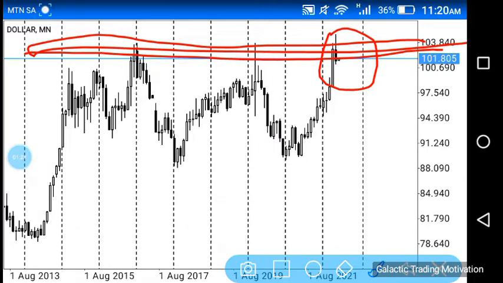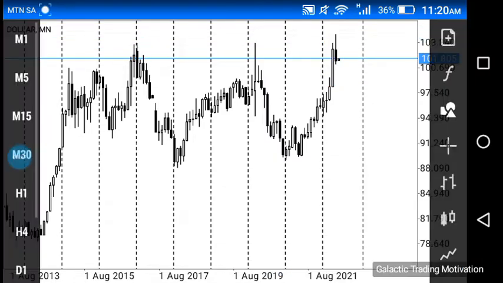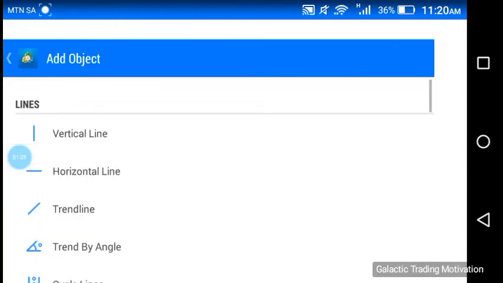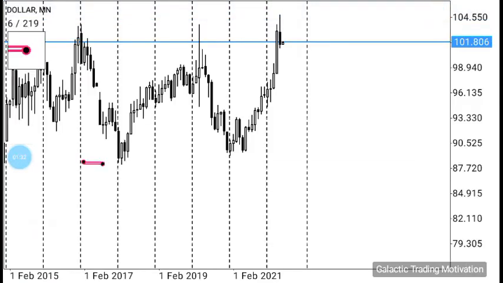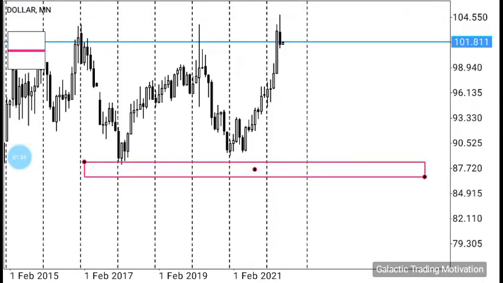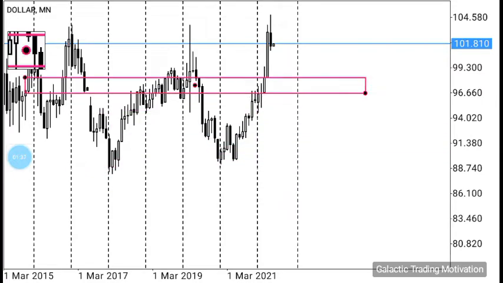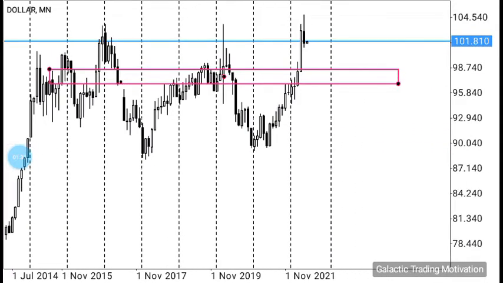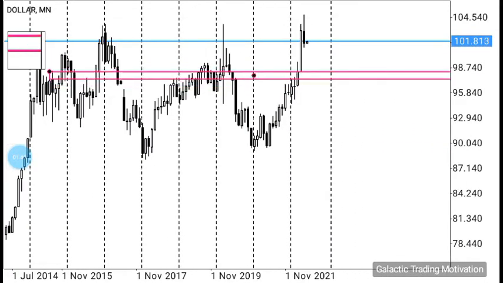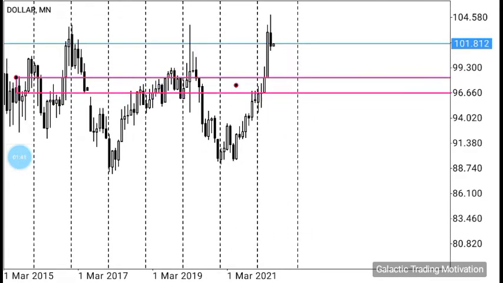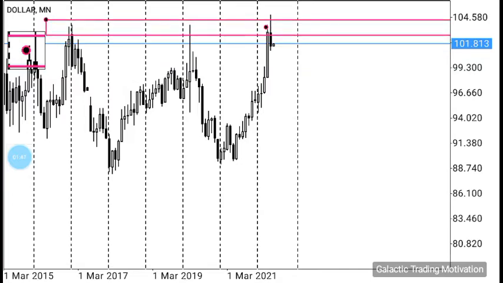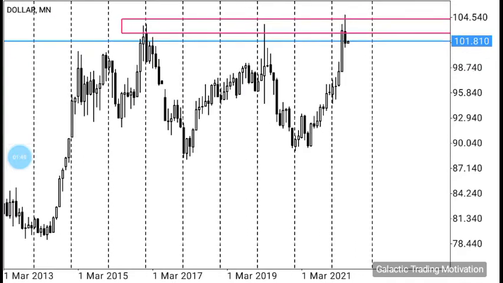So let's continue. Before I actually continue, I'm just going to mark that area so that we don't forget about it, because it's a very significant area. Just bear with me. I'll just mark it in this manner. There we go. Right, so let's continue.